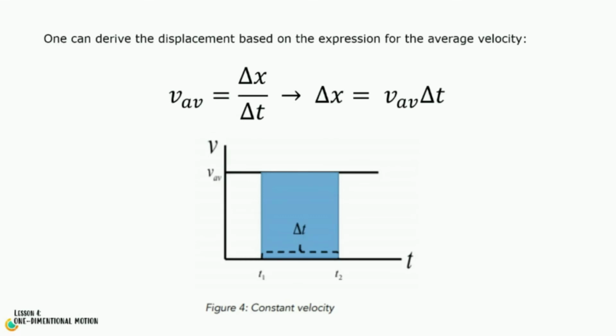One can derive the displacement based on the expression for the average velocity. From v sub av equals delta x over delta t, to delta x equals v sub av delta t. Notice that as we graph this, the change in position delta x is the blue shape formed by multiplying the average velocity with the change in time.